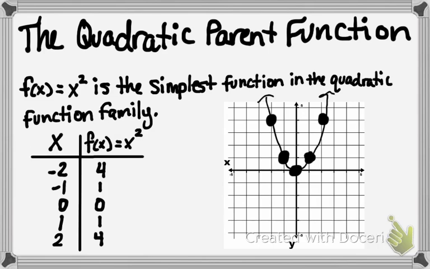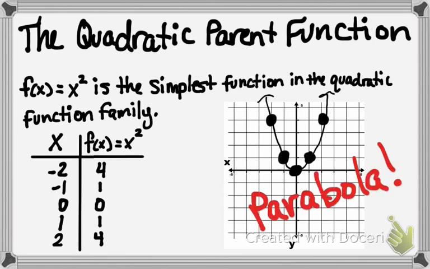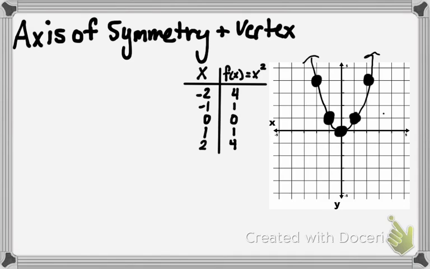If I connect those dots with a nice little curve there, I'll have what I call a parabola. A parabola is that shape that you're seeing right here, kind of like a horseshoe, kind of like a U, whatever you want to think about, that's a parabola. So, axis of symmetry and vertex, these are two key features that we are going to look at extensively in our quadratics unit.